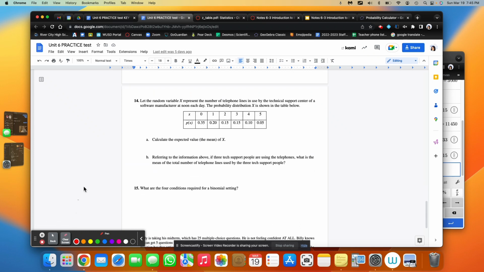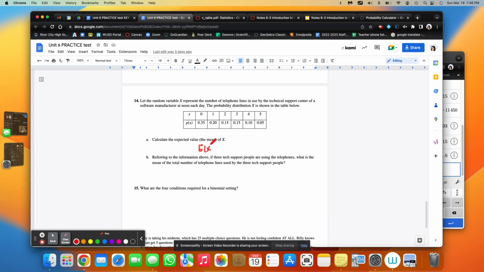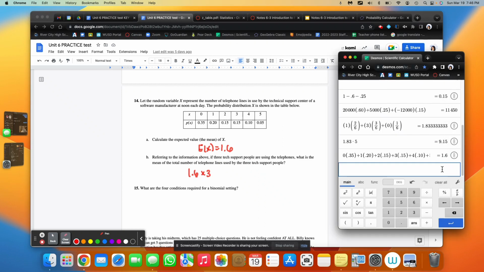All right, now let's look at number 14. They give us a probability distribution, and they tell us to calculate the expected value. To calculate the expected value, we just multiply x times the probability and add them all together. When we put that in our calculator, we get an expected value of 1.6. Then it says, referring to the information above, if 3 tech support people are using telephones, what's the mean total? We just take the expected value and multiply that by 3, which is going to be 4.8.